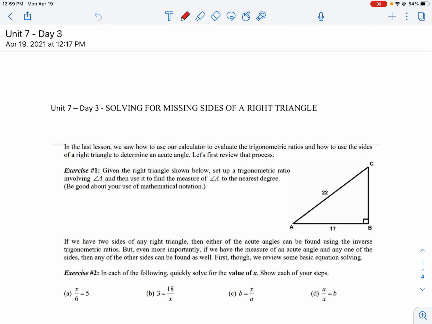Hello, ladies and gentlemen. This is Unit 7, Day 3, and we are solving for missing sides of right triangles. Because really, all we're dealing with in this unit are right triangles, because trigonometry only deals with right triangles, right? So anyway, in the last lesson we saw how to use our calculator to evaluate the trigonometric ratios and how to use these sides of a right triangle to determine an acute angle. Okay, and so let's review the process first.